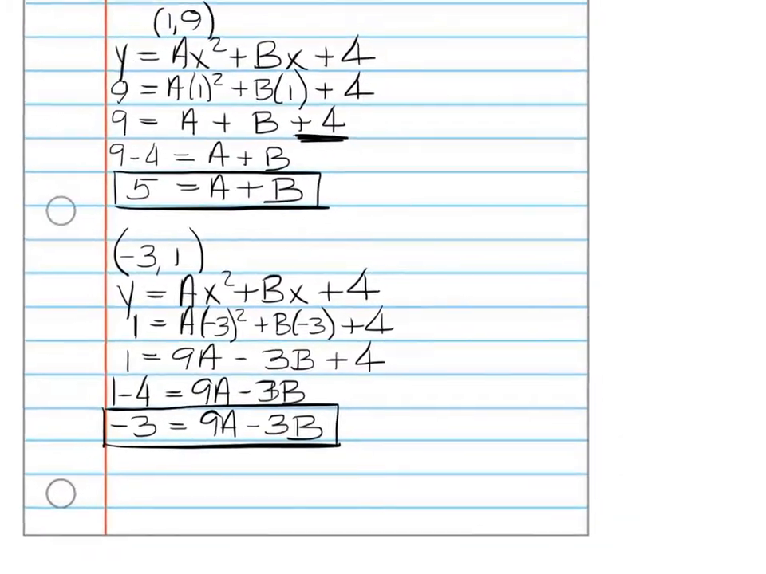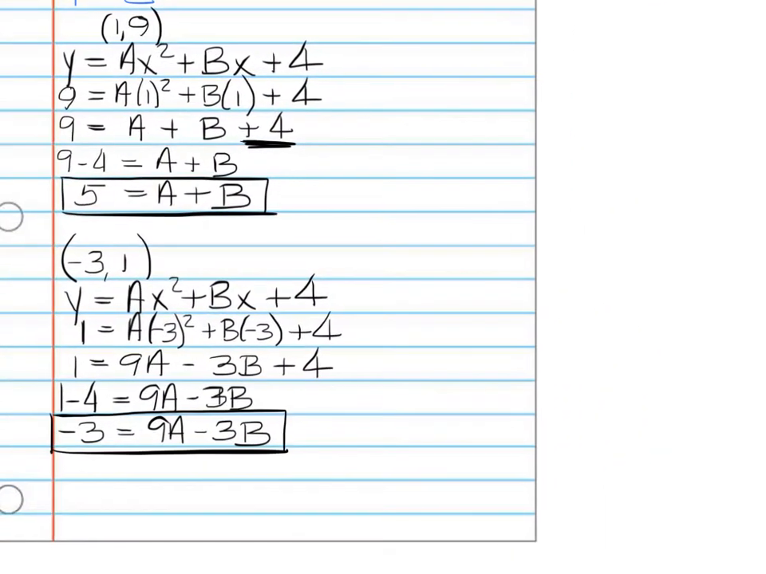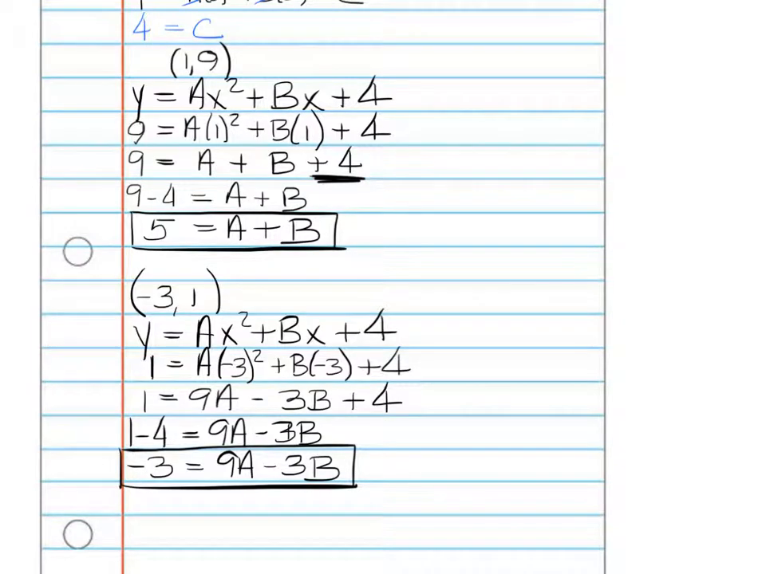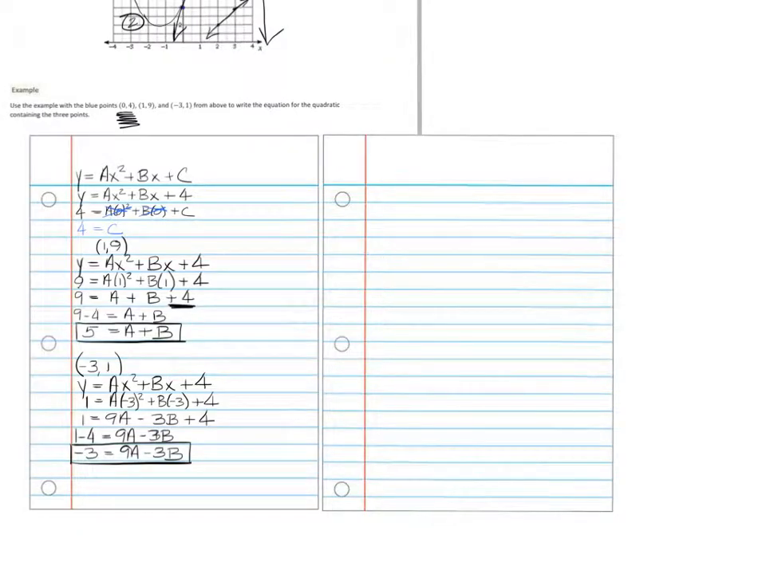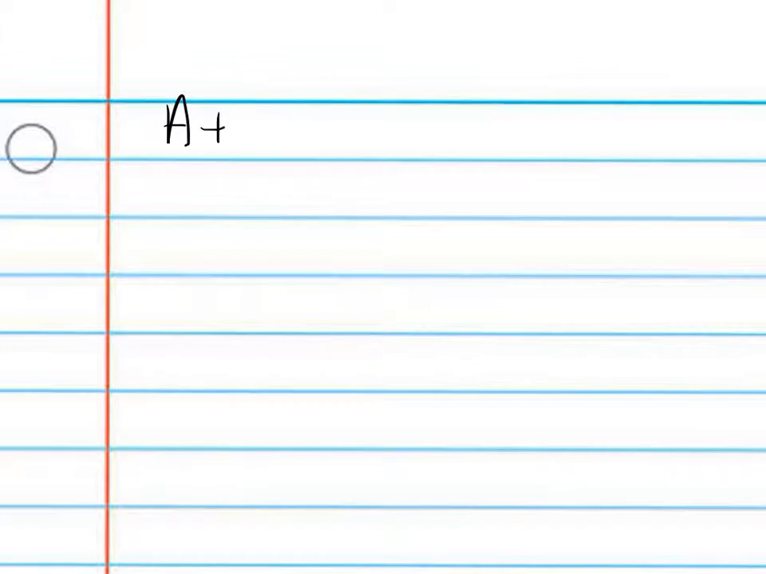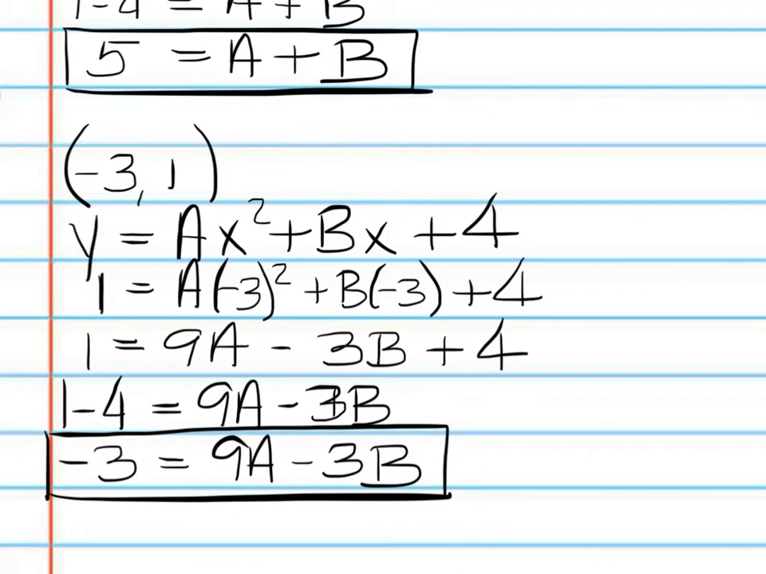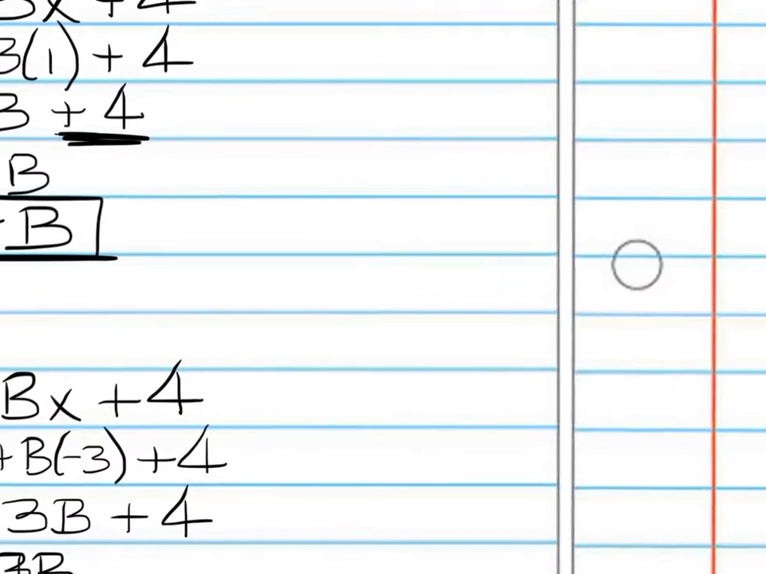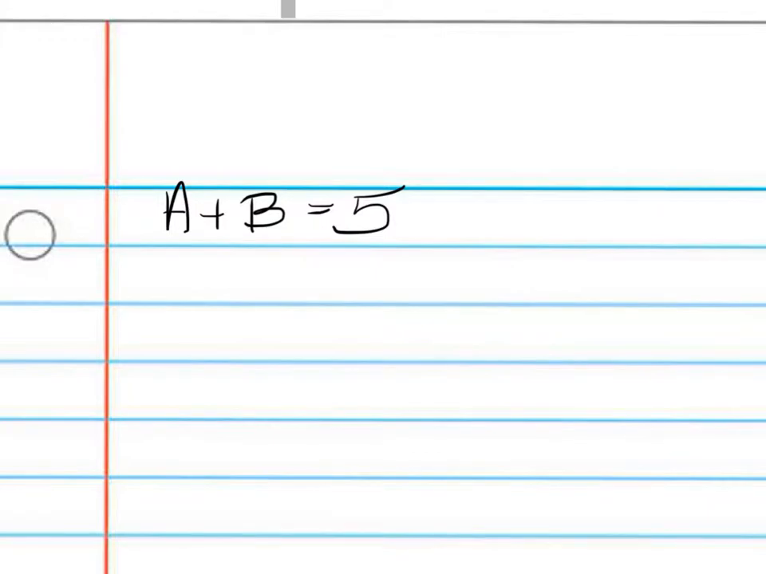We have two equations we need to recopy, and we're going to move those over to a second piece of paper. There's the second piece of paper I need. And we're going to reverse the order of these equations. Instead of 5 equals a plus b, we're going to do a plus b equals 5. So up here I put a plus b equals 5. And then the second one was 9a minus 3b equals negative 3.